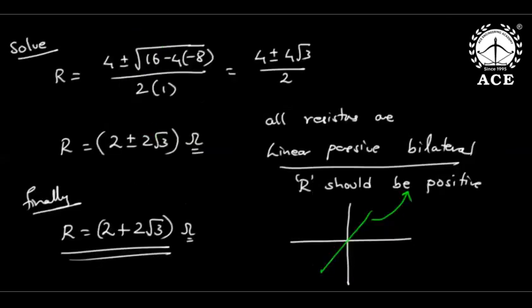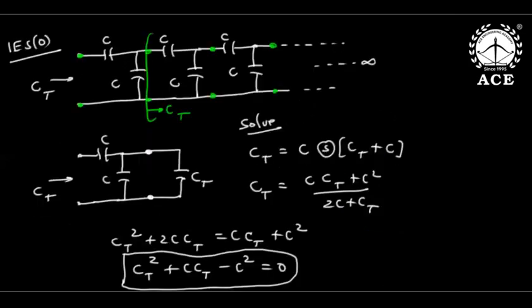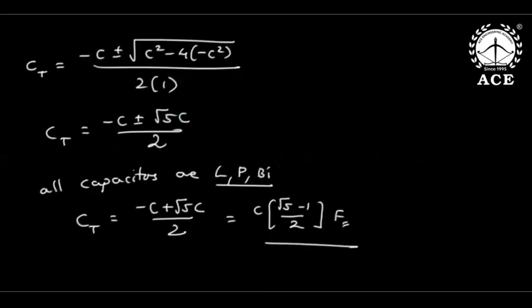Now I solved this. Yes, I got this answer. But how to justify these positive answers only? Yes, when all are linear, passive, bilateral elements, resistance has to be positive. So I took only positive. Similarly, capacitor also, same way I did and I solved. I got this answer. It has to be positive.